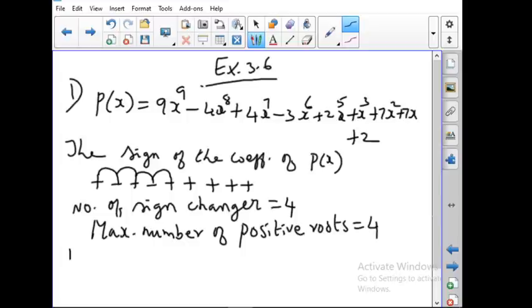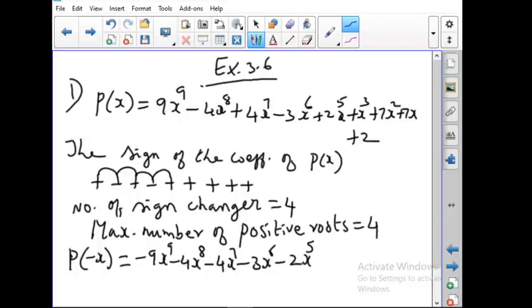So to see negative roots, we have to find p of minus x. So in the place of x, we have to substitute minus x. So we get, power is odd, therefore we get minus 9x power 9. And power is even, so it remains the same. Power is odd, so it changes to minus 4x power 7. Power is even, so remains the same. Power is odd, so it changes: minus 2x power 5. Then minus x cube plus 7x square minus 7x plus 2.